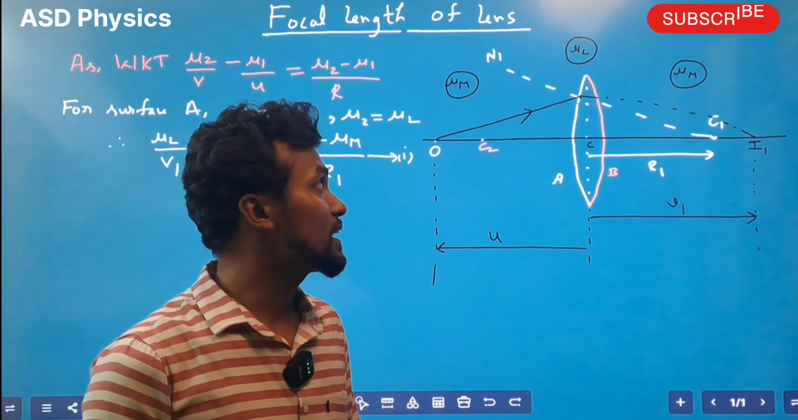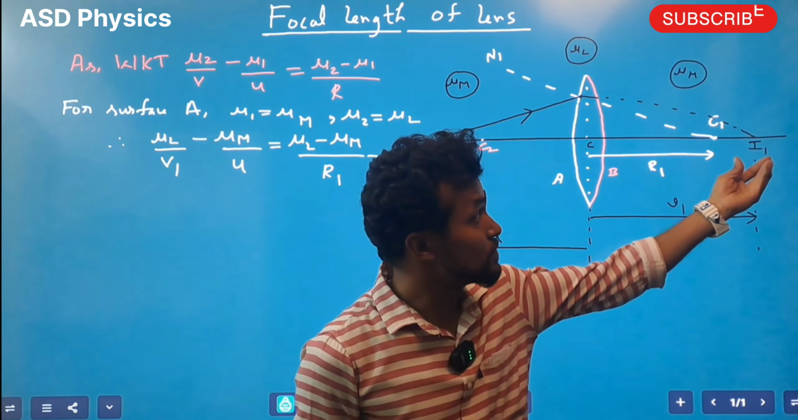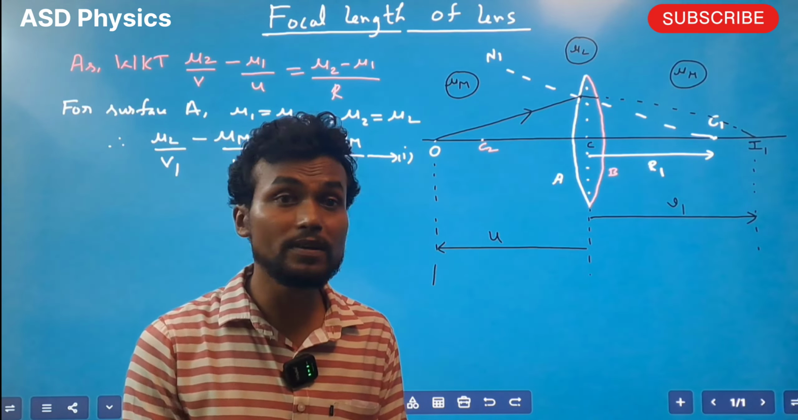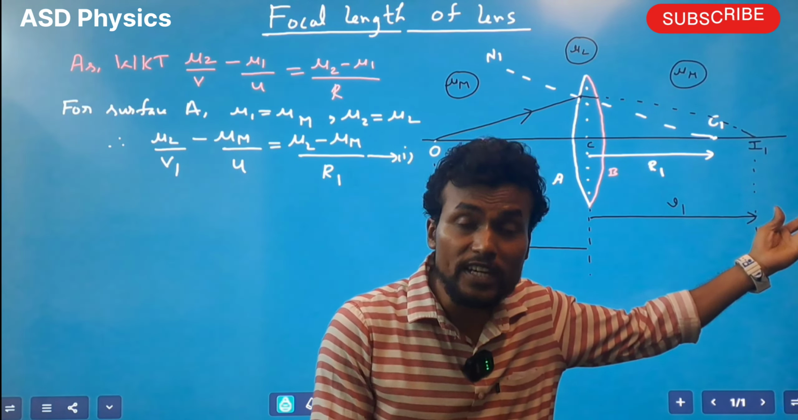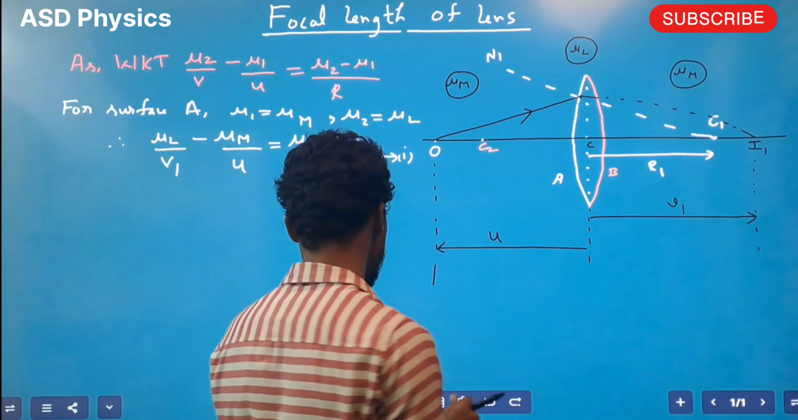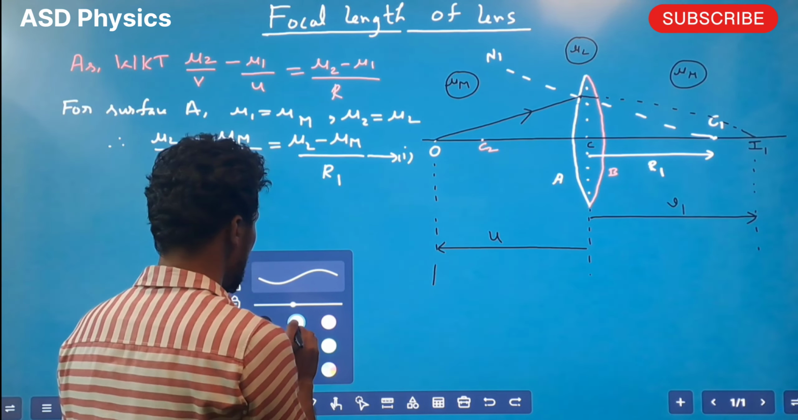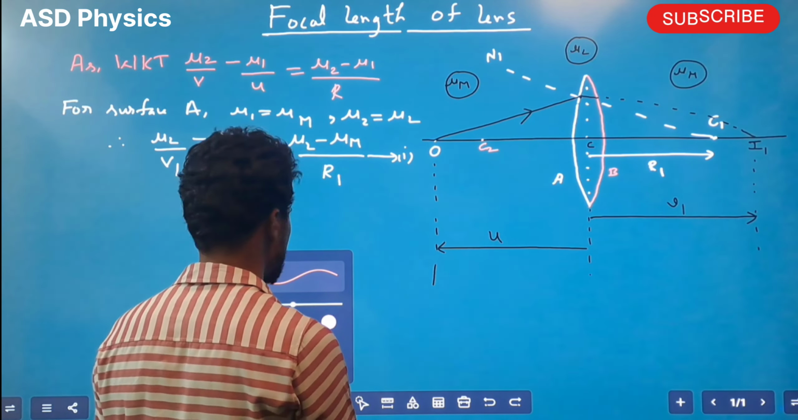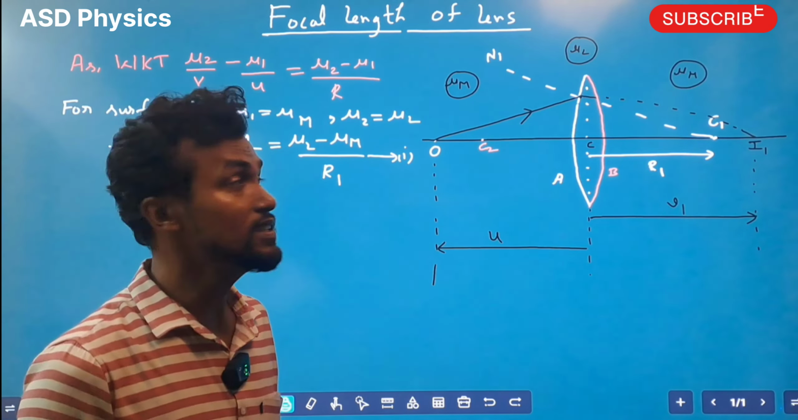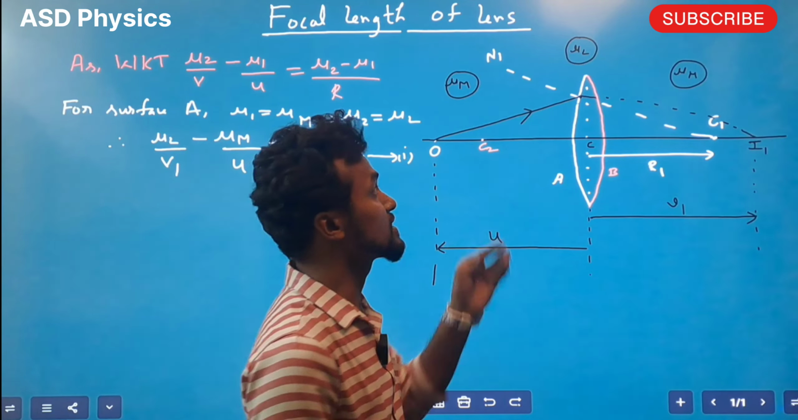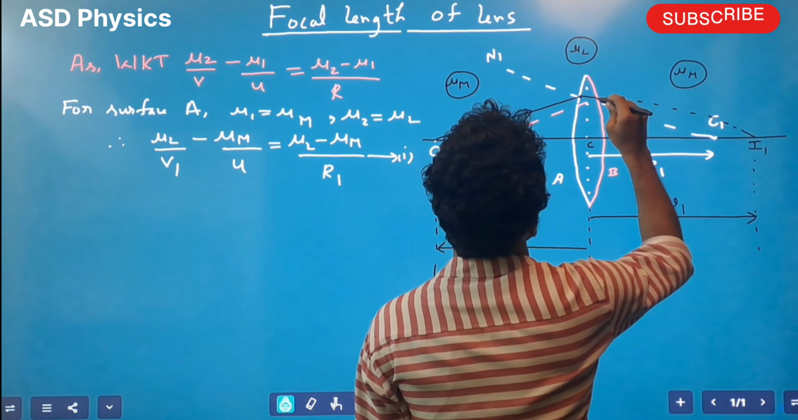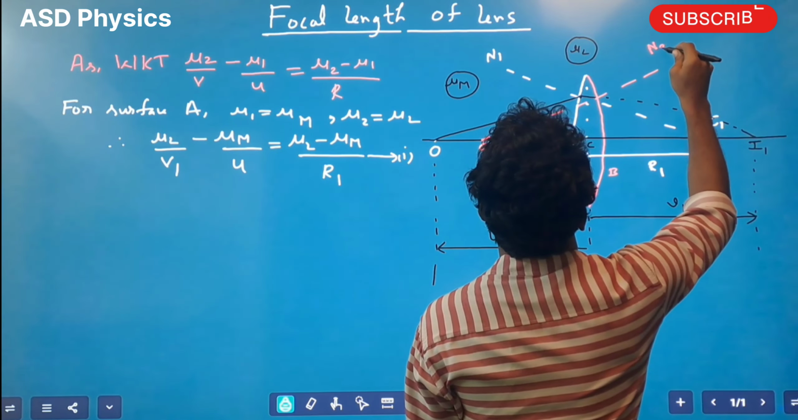Now the image that we got from surface A will work as an object when the refraction happens at the second surface. Now the refraction we have to do at this surface. This is surface B, and the center of curvature is on this side. So now we have to draw the new normal here. This is a normal, N2.